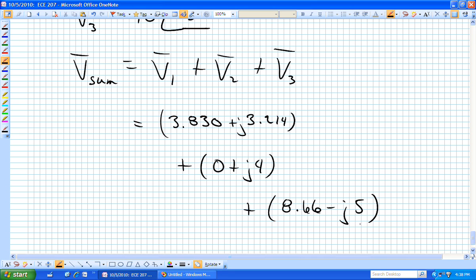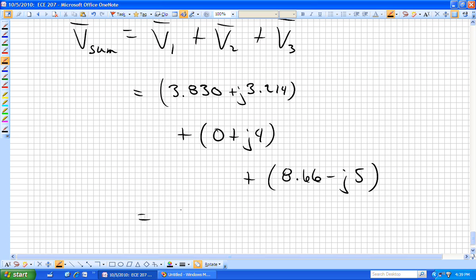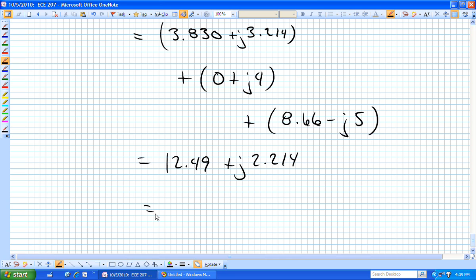And you could sketch those in the complex S-plane and see if that seems to make sense. V1, yeah, that looks like it's 5 at 40 degrees. J4, that's in the vertical direction at a magnitude of 4. And I go 8.66 and then down minus 5, yeah, that looks like it's minus 30 degrees at an amplitude of 10. Now I just add up the real parts and the imaginary parts, and do what I just did, convert that to polar form.